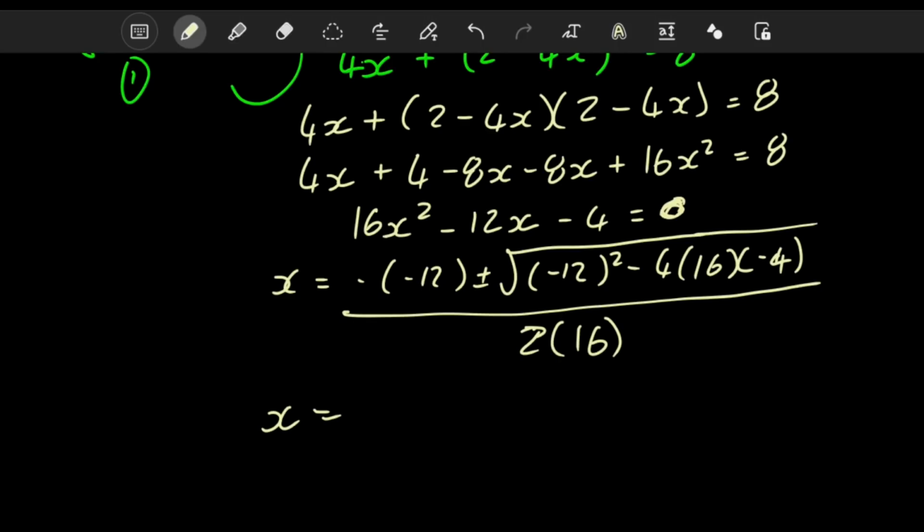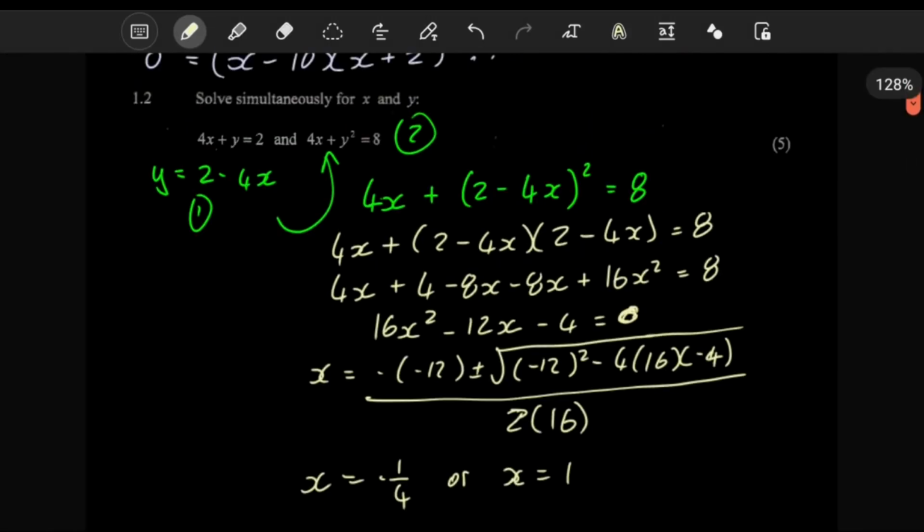I'm just going to leave it the way it is. Just throw everything into the quadratic formula, because why not? That's gonna give you x equal to negative a quarter, or x equal to positive 1. Yeah, that's like 100% believable. Like, I'm just gonna have these answers.